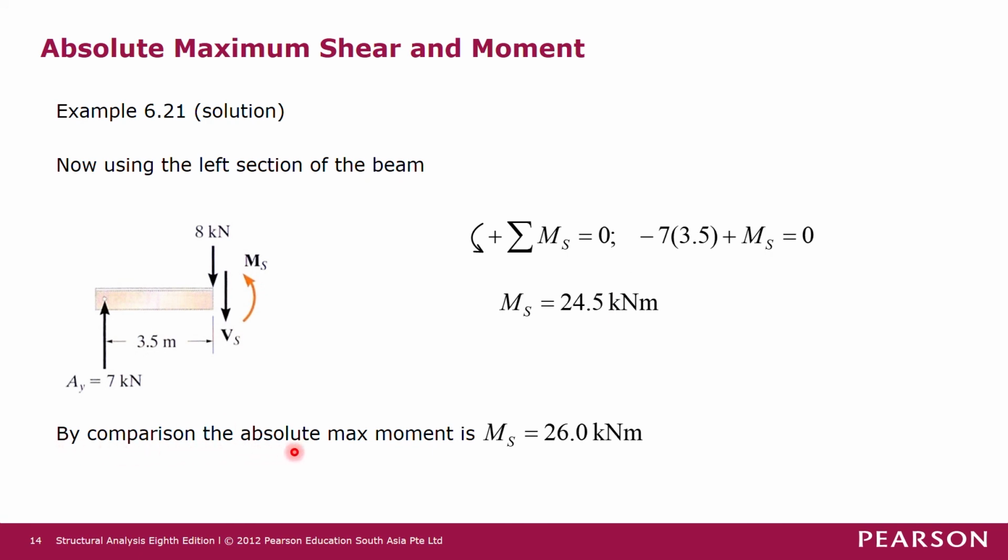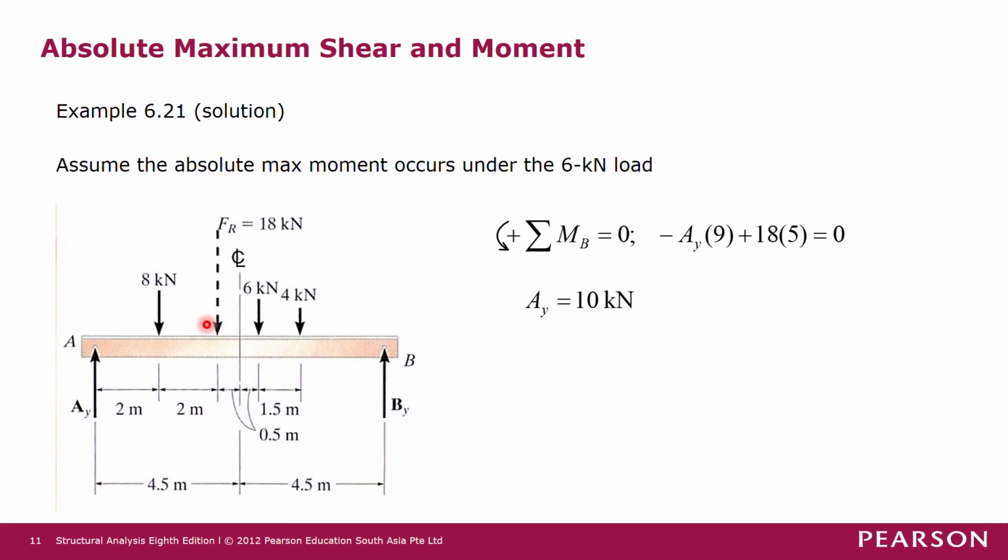So the absolute maximum moment occurs under the 6 kilonewton force, which is 26 kilonewton meter, when the arrangement of load is something like this. You get 26 kilonewton meter of bending moment under the 6 kilonewton force. That's all for this lecture. Thank you very much for listening.